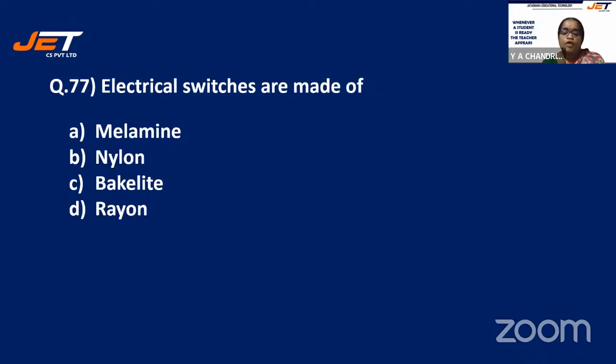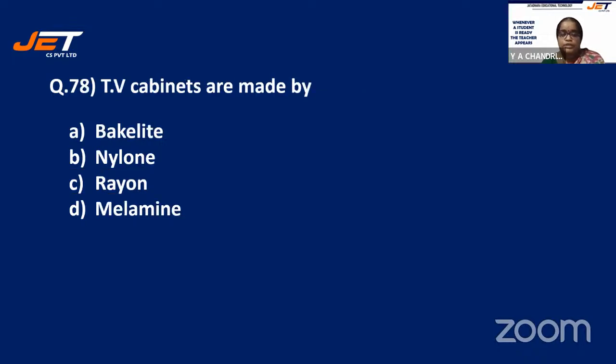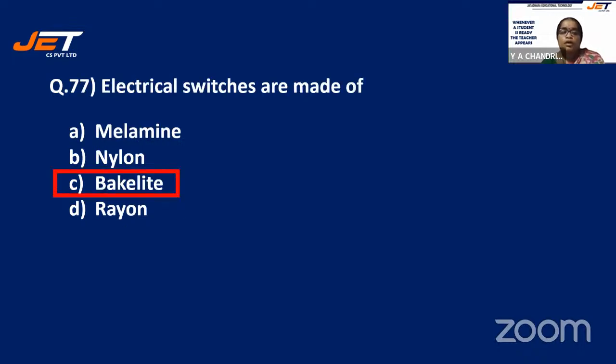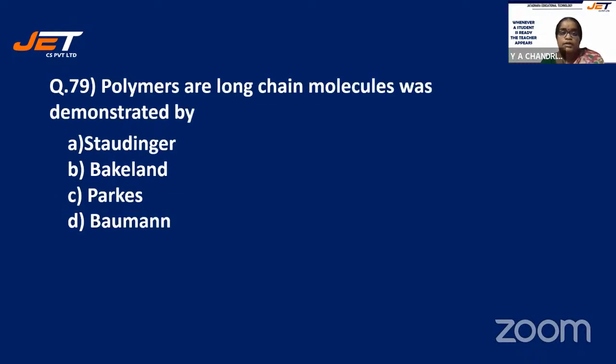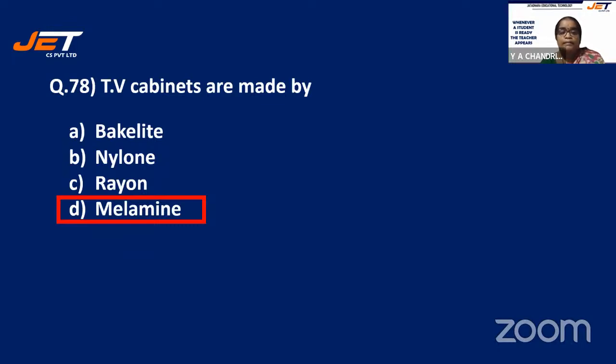Electrical switches are made up of bakelite. Next one. TV cabinets are made by. It is melamine. Right? TV cabinets are made by melamine.